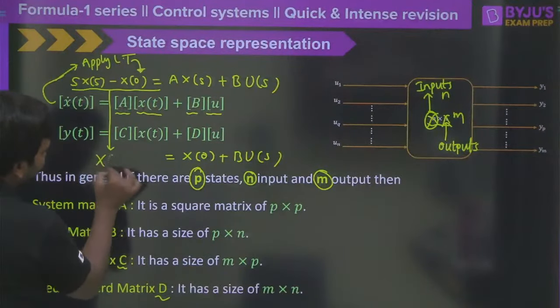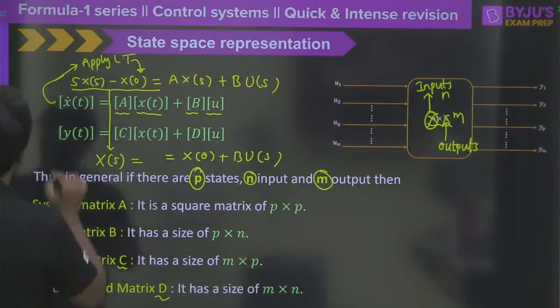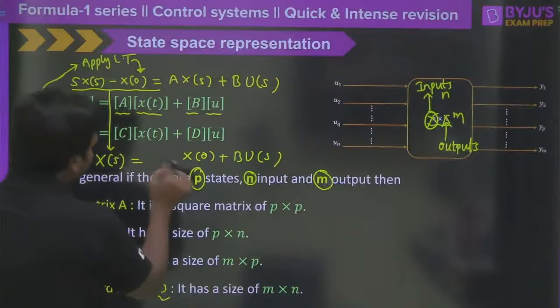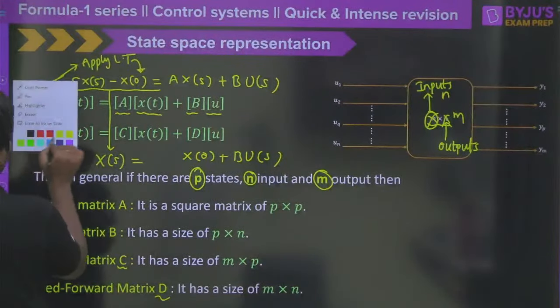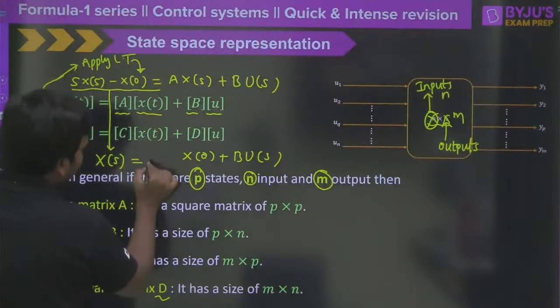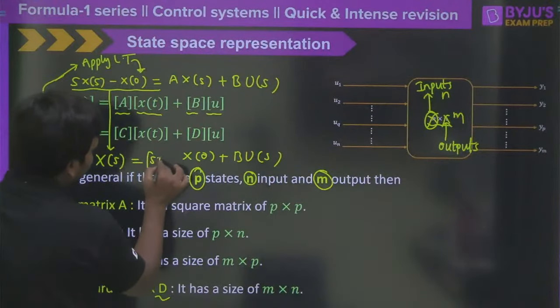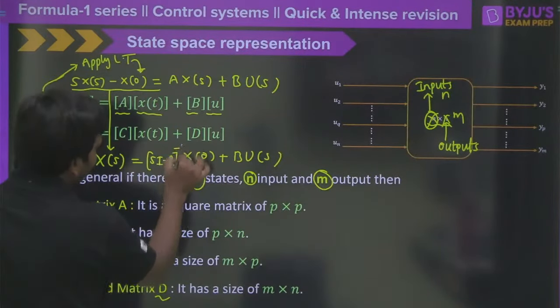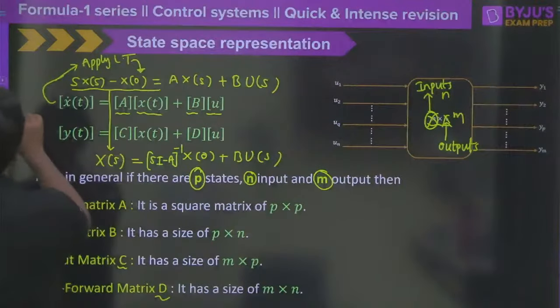So X of S would be equal to, now this could be written as, look at that. So X of 0 is there, fine. I don't agree with anything else apart from this. So you will get (SI minus A) whole inverse here, and here also you will have (SI minus A) whole inverse.